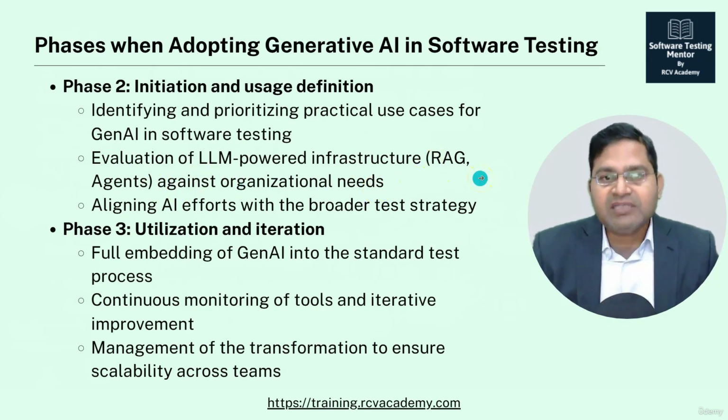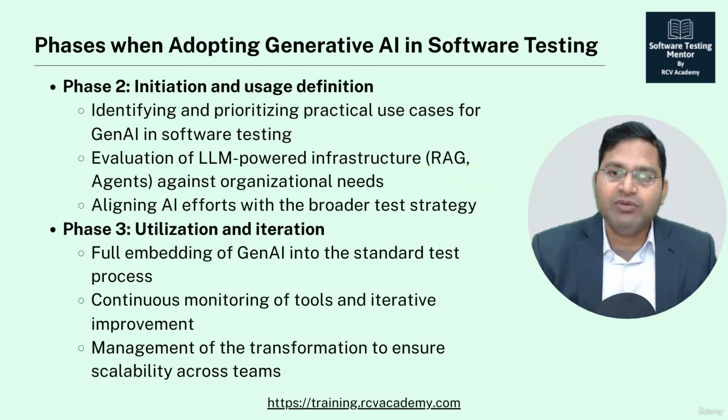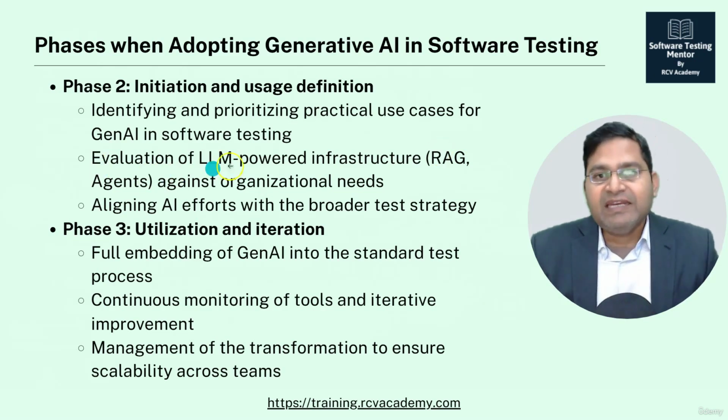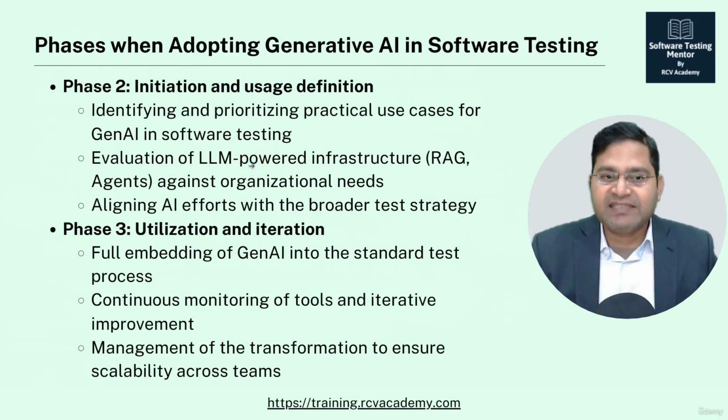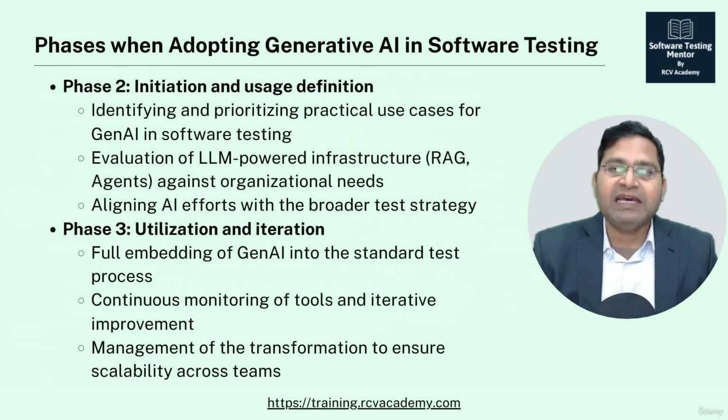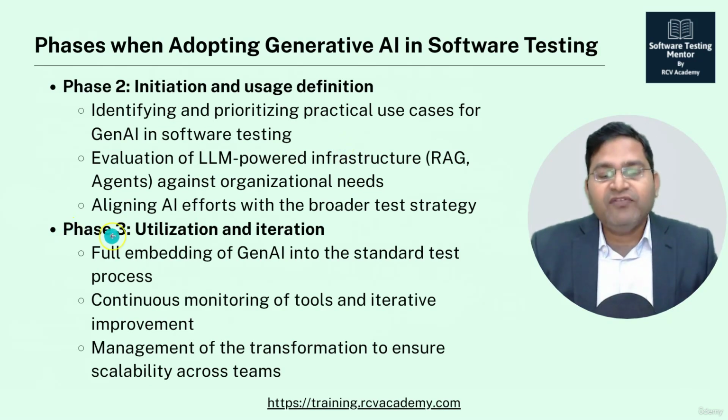That's another thing. Does the model support fine-tuning? Does the model work well with RAG, or does it have agentic capability or not? Can it be integrated well with the existing testing tools within the organization? So this is an important evaluation in phase 2. Then aligning AI efforts with the broader test strategy. That's the initiation and usage definition phase: prioritizing the practical use cases and evaluating the LLM-powered infrastructure. The third phase is about utilization and iteration.